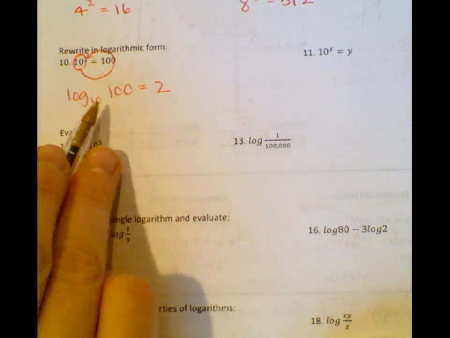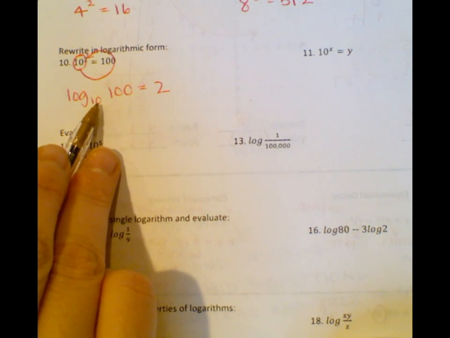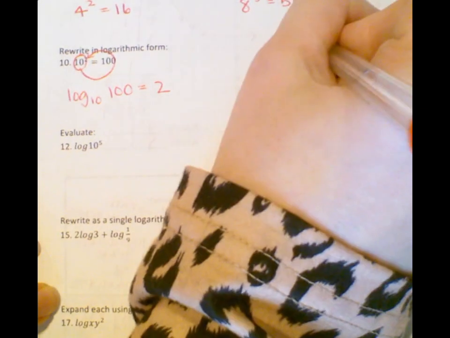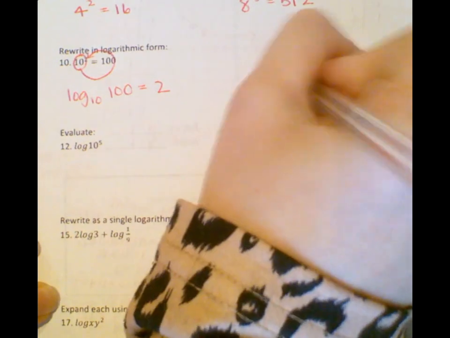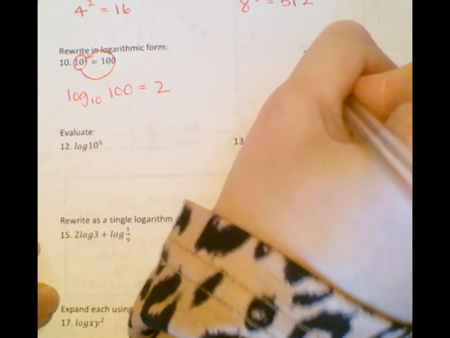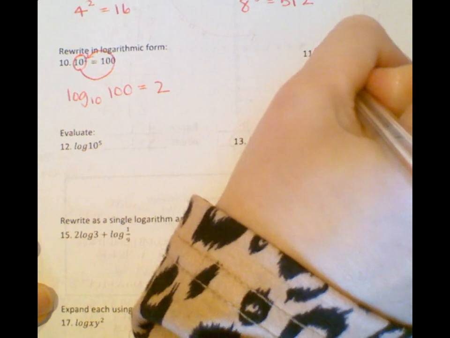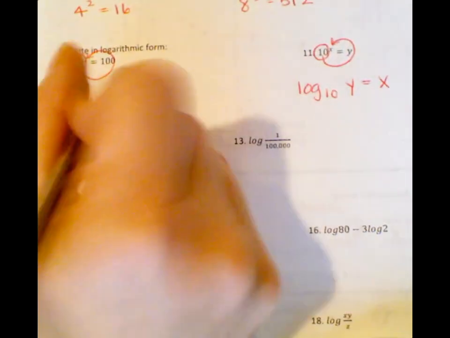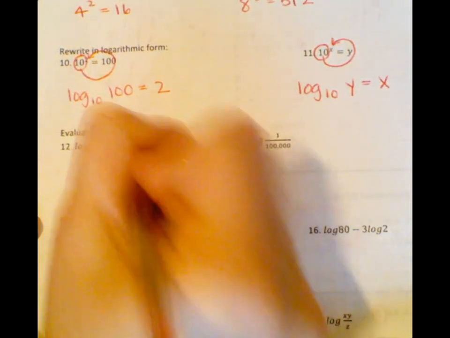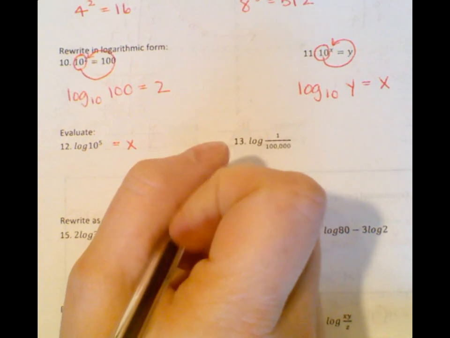Remember, if we're base 10, we do not have to write this 10 if we don't want to. It's assumed that it's there. All right, next one. I'm going to circle that 10, and I'm going to swoop it around. So log, and then the 10. It touches the y next, and then it goes for the x. Now, for your evaluate ones, you're still going to swoop, but before you swoop, you're going to set it equal to a variable. So I'm going to set it equal to a x.